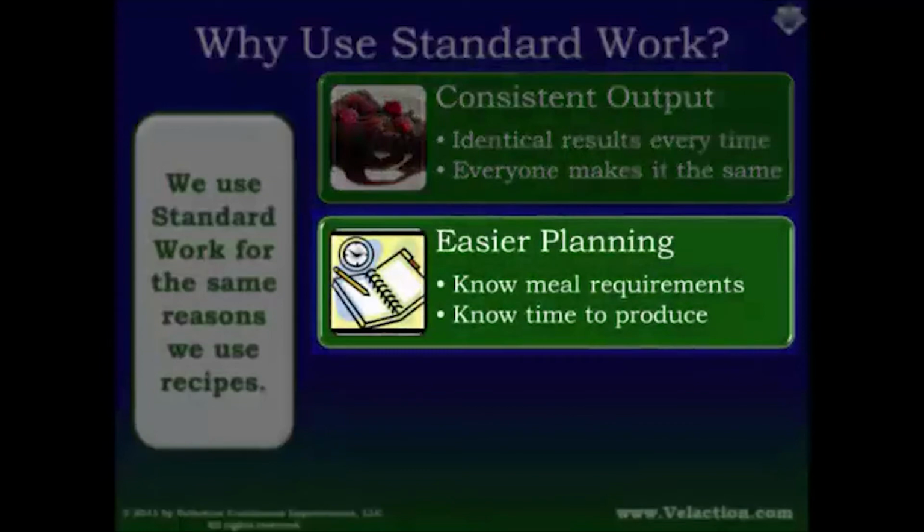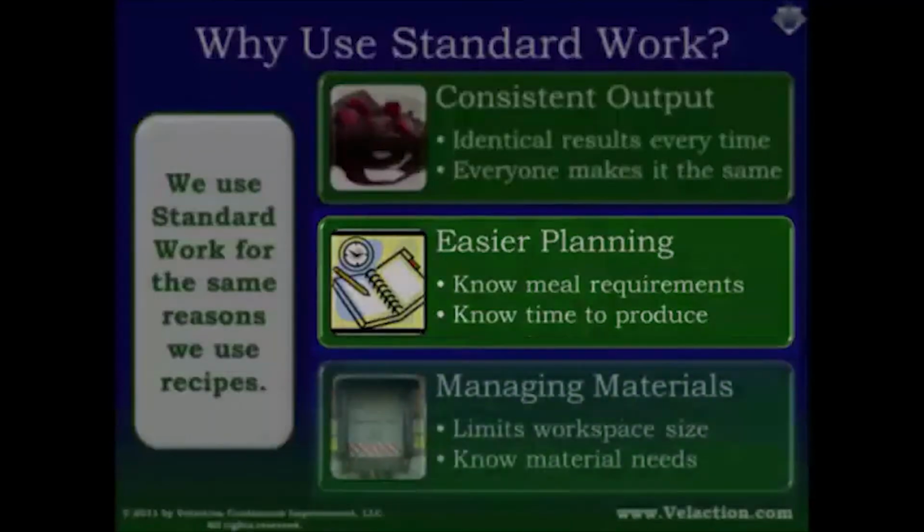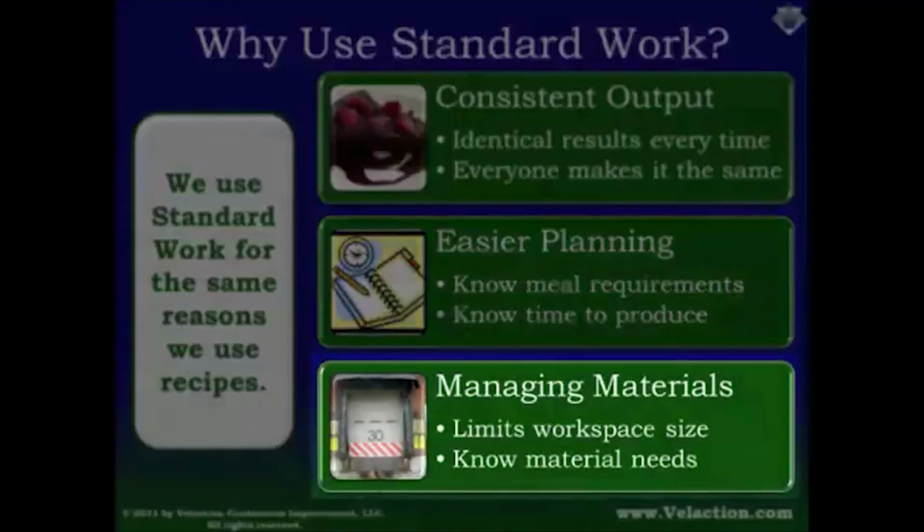And in the same way that a recipe makes meal planning easier, solid standard work makes production planning less complicated. If you know how long things take to produce, it's much easier to determine your capacity. Another thing that a recipe does for you is helps you manage your shopping list. Because you know what goes into your dishes, you know what to buy. The same holds true for standard work. Because your standard work and process is well defined, managing your materials becomes much more simple.